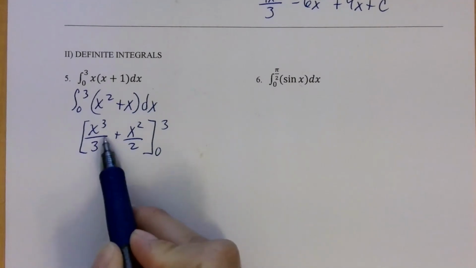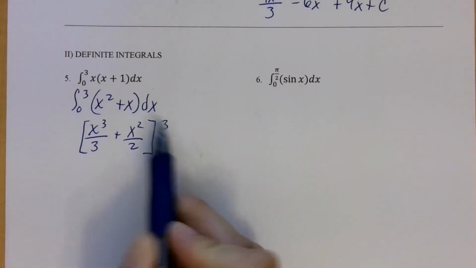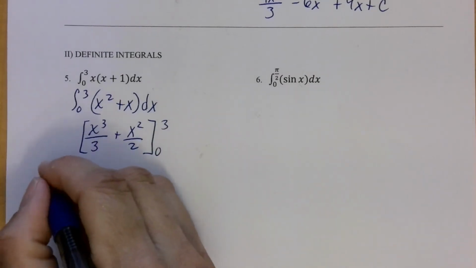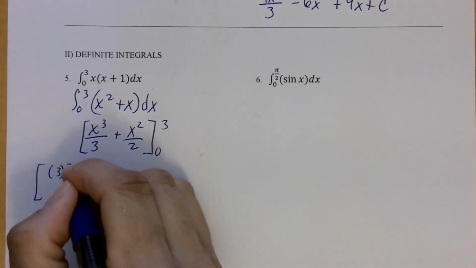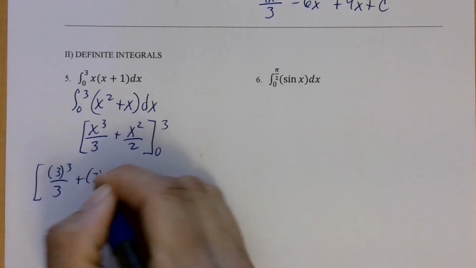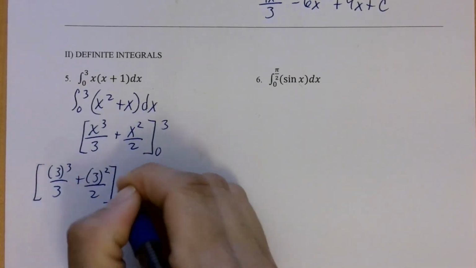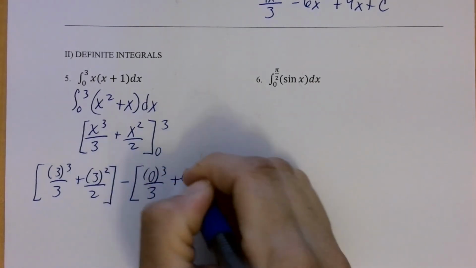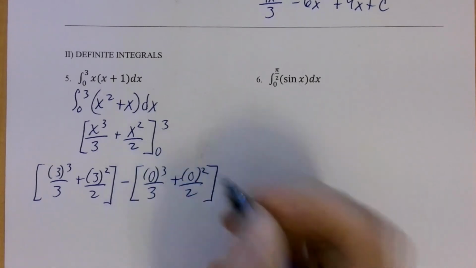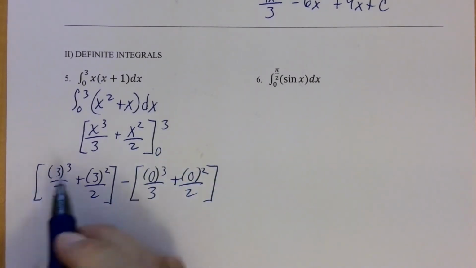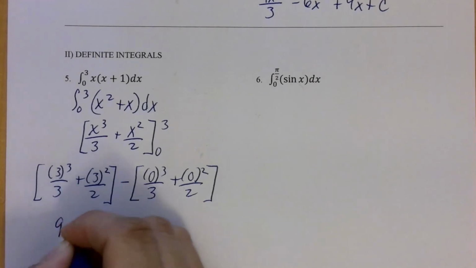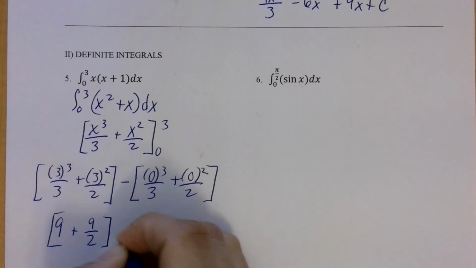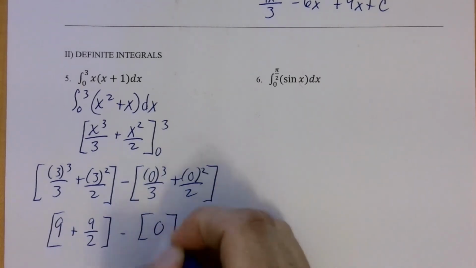So now we're going to find the antiderivative at 3 minus the antiderivative evaluated at 0. So I'm going to substitute this in first. So we'll have 3 cubed over 3 plus 3 squared over 2 minus 0 cubed over 3 plus 0 squared over 2. So that's 27 over 3, which is 9. And that is plus 9 halves minus 0. Those are all going to zero out.